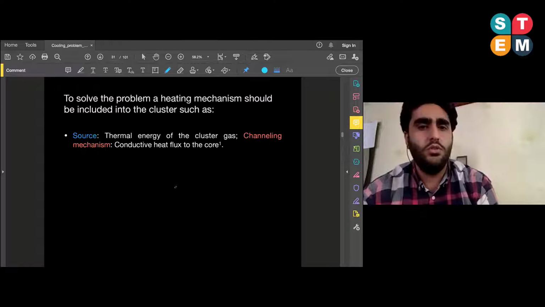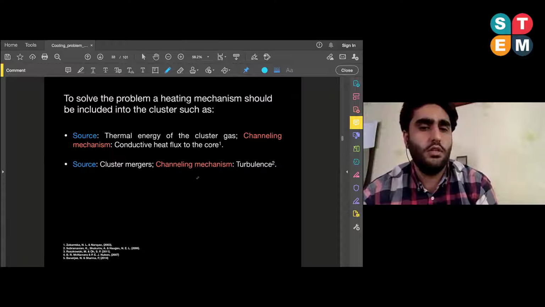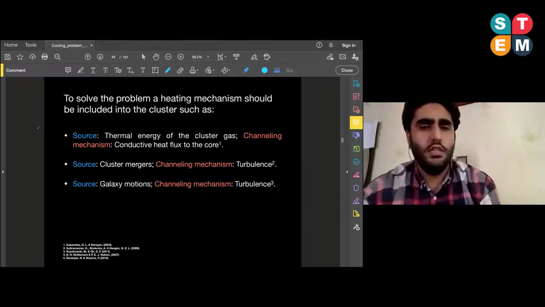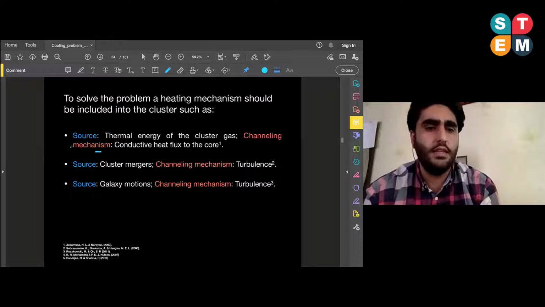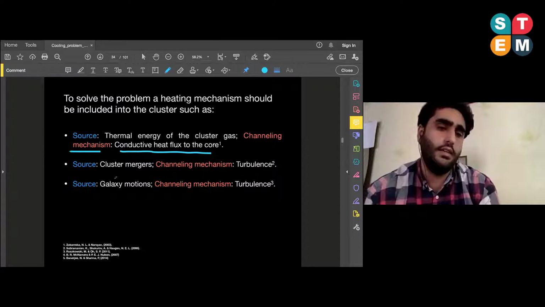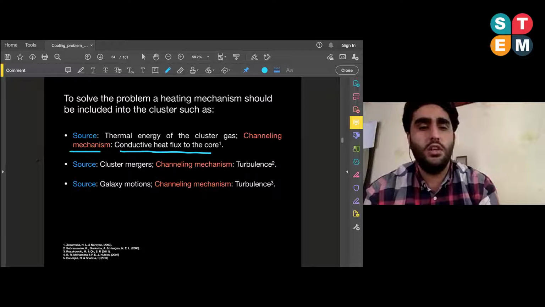Okay, in order to solve the cooling problem that I just mentioned, we have to include a heating mechanism in clusters. And there are many different proposals suggested in order to do this. The first approach is to define a thermal energy for the cluster gas, and the channeling mechanism for this would be conduction. Hot gas from the outer part can transfer heat to the central part, and heat the central regions.